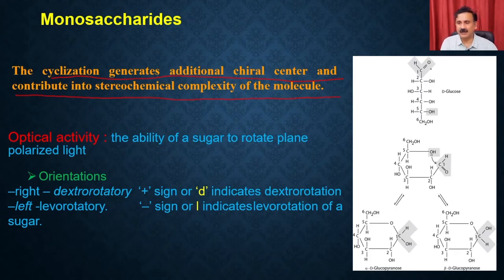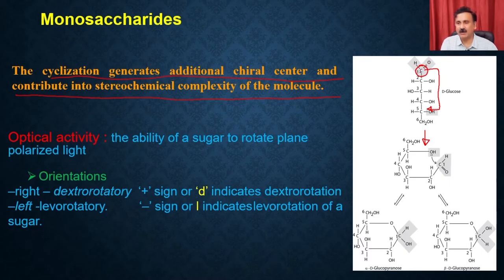For example, this is the glucose molecule, where you have the carbonyl group on number 1, then you have numbers 2, 3, 4, 5 and 6. There will be a cyclization product between this and this, and that is going to give you an additional chiral center, because initially the first carbon does not have any chirality. It is attached to oxygen on one side and hydrogen on the other.